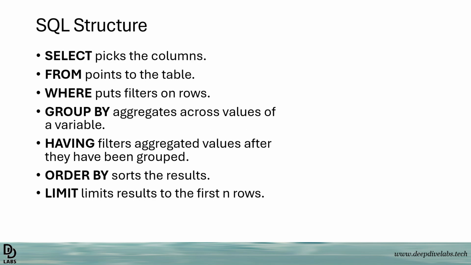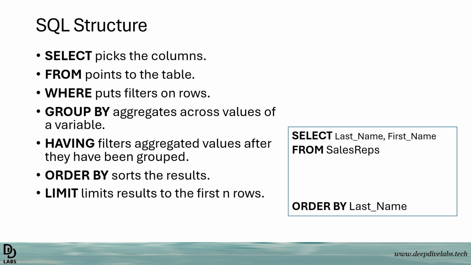So let's take an example of a few queries that we typically write to query a relational database like Postgres or MySQL. Select last name, first name from sales rep, order by last name. So here the select is selecting two columns or attributes, the last name and first name, from a sales rep table, and we are ordering the results.